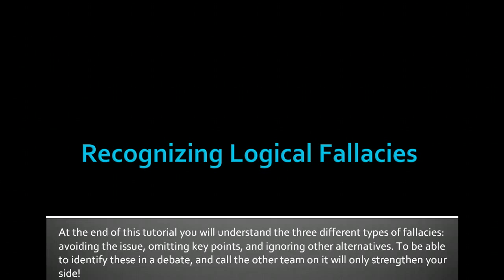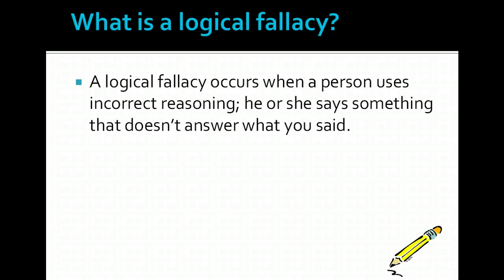All right, so tonight's homework is on recognizing logical fallacies. At the end of this tutorial, you'll understand the 3 different types, which are avoiding the issue, omitting key points, and ignoring other alternatives. Being able to identify these in debates and call the other team out on it is only going to strengthen your side and help you get the vote for the win in the end. So let's get started. Again, anytime you see the pencil, please take your notes in your spiral.